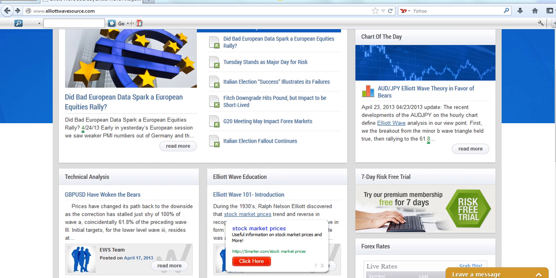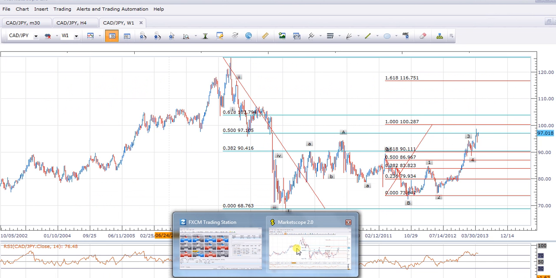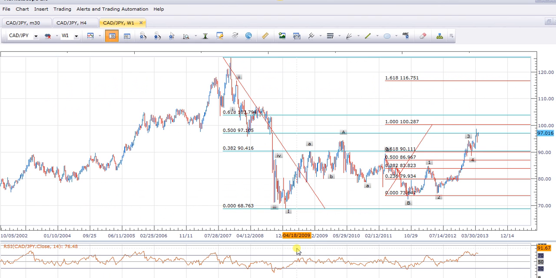Today is April 24th, 2013, and I'll be covering two pairs for you guys today, CAD yen and the pound dollar. Starting out with the CAD yen, on the weekly charts, we see that we are currently in a corrective phase. We saw one wave down, those impulses down, and now we are working on that corrective.